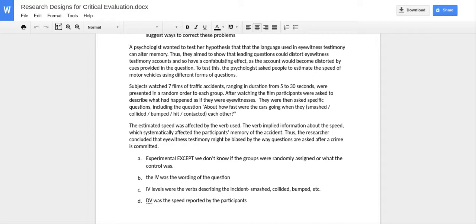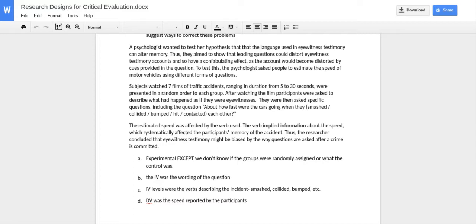The estimated speed was affected by the verb used. The verb implied information about the speed, which systematically affected the participant's memory of the accident. Thus, the researcher concluded, here's your conclusion, that eyewitness testimony might be biased by the way questions are asked after a crime is committed. So, for this one, we ask, is it correlational, experimental, or neither?